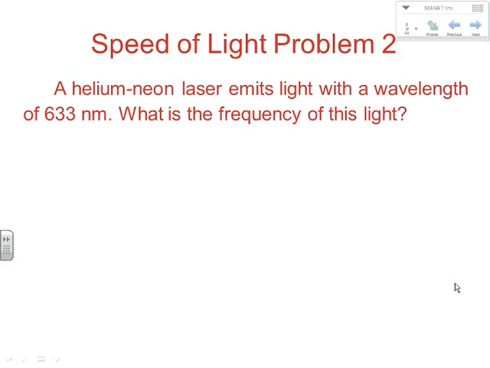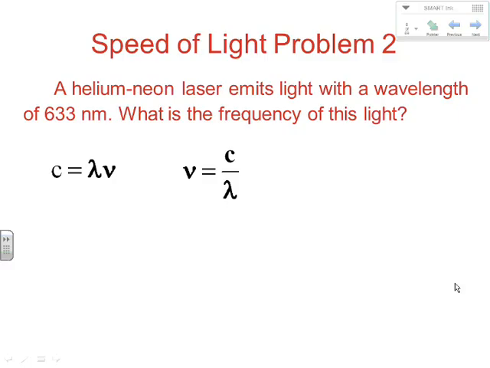Another typical problem. Let's say we have a helium neon laser that emits light with a wavelength of 633 nanometers. I mentioned you should be familiar with nanometers, angstroms, and megahertz. Here's an example of seeing nanometers in a problem. Now, if our speed of light equation is the speed of light equals frequency times wavelength, and they're giving us our wavelength, we should isolate frequency, and frequency would be the speed of light divided by the wavelength.